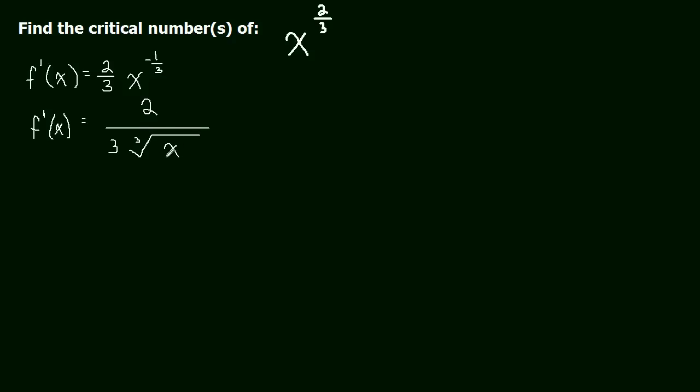And yeah, when x is 0, if we plug 0 in for x, so let me show you. F prime of 0, plug in 0, we're going to get 2 divided by 0. The cubed root of 0 is 0, times 3 is 0. So 2 over 0, this does not exist.